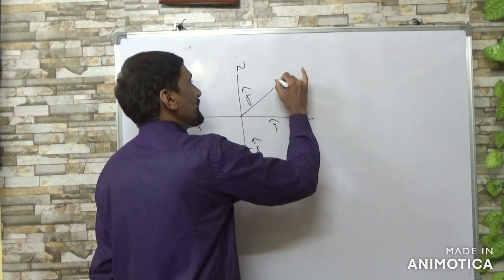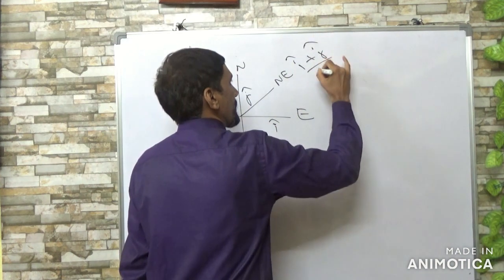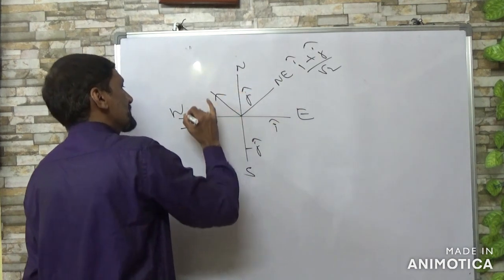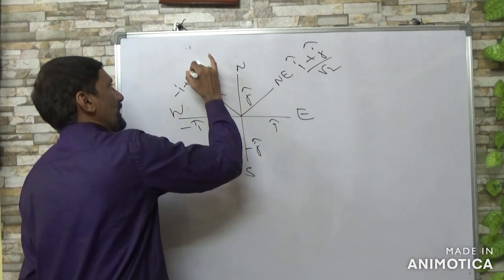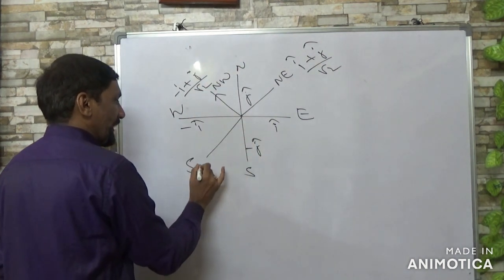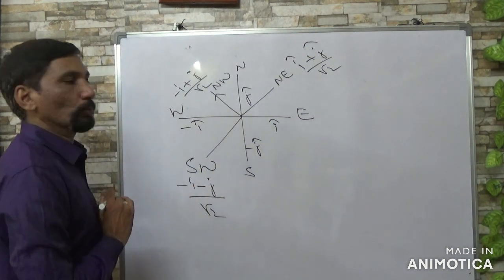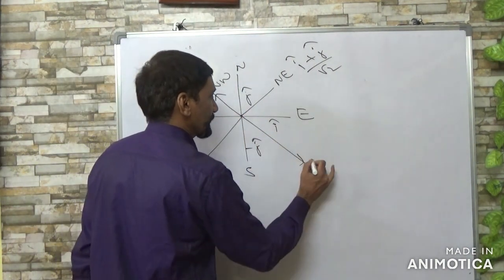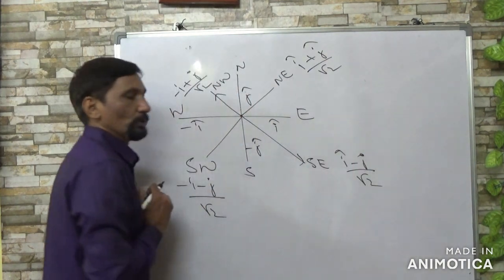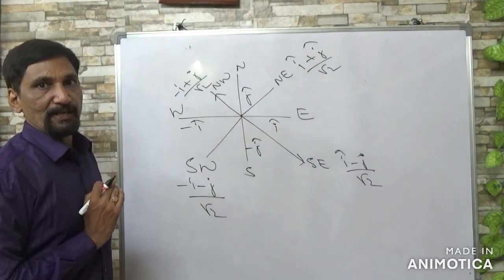North east side, remember, is i plus j by root 2. Northwest side is minus i plus j by root 2. Southwest is minus i minus j by root 2. Southeast is plus i minus j by root 2. So if you know this, it is easy to solve any problem to find displacement.